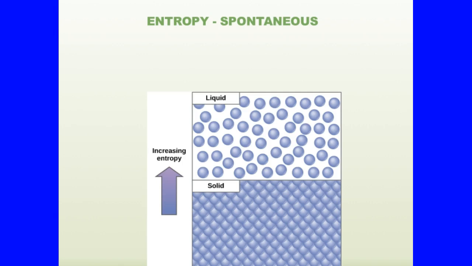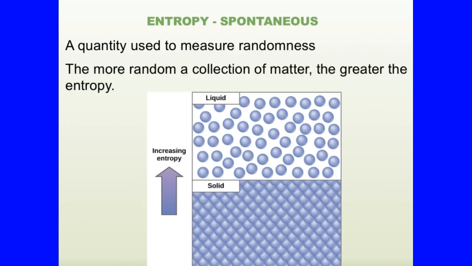Entropy is always spontaneous, and it's a quantity used to measure how random a system is, or how random anything is. Obviously, a liquid would have a lot more entropy than a solid, because the molecules are able to move around. The more random a collection of matter, the greater the entropy. So liquid would have a lot more entropy than solid, and then gases would have a lot more entropy than even a solid or a liquid.